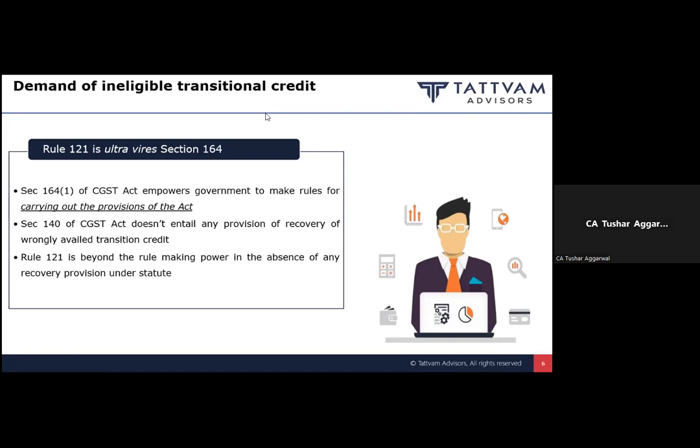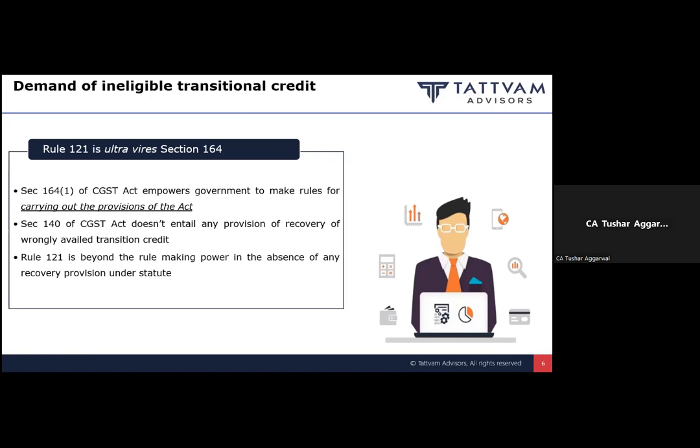I want people to write in the chat box. According to them, is interest payable? Zulfar sir is saying yes, interest is payable. Any other view? Yogeshwar sir is saying yes, it is payable. I want people to write. So, generally the perception is yes, interest is payable if the transitional credit is wrongly availed and utilized. Mengol sir is saying no interest.